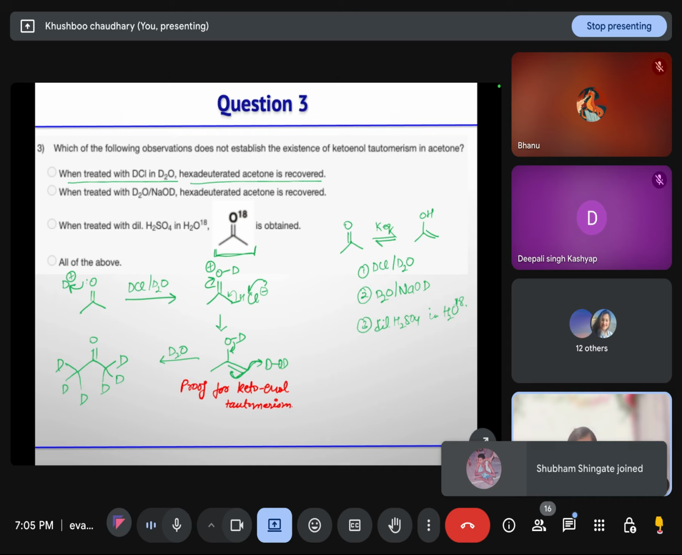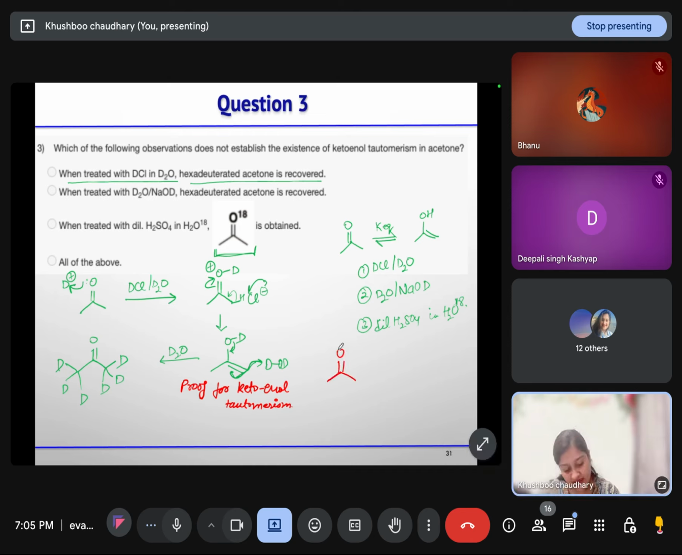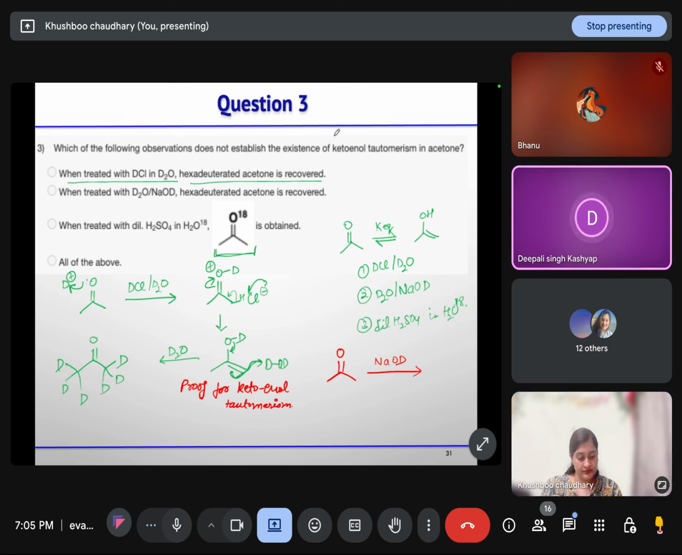Now tell me what happens in the presence of a deuterated base. Now you have acetone and you are treating it with NaOD. Keep NaOH in mind and then write the mechanism the same way for NaOD. So what is the first step? Ma'am, it will be Na positive, OD negative, like NaOH, OH negative, Na positive. Yes, ma'am. So this is the base.